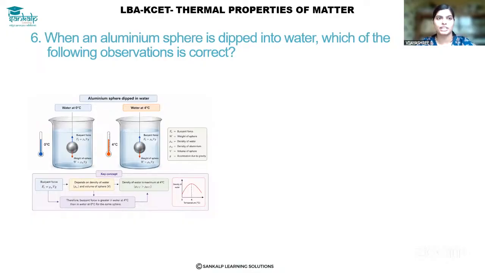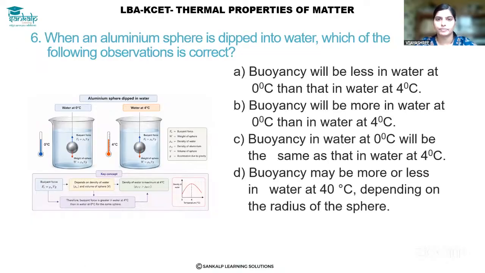Let us see question number 6. When an aluminum sphere is dipped into water, which of the following observations is correct? Option A, buoyancy will be less in water at 0 degree Celsius than that in water at 4 degree Celsius. Option B, buoyancy will be more in water at 0 degree Celsius than in water at 4 degree Celsius. Option C, buoyancy in water at 0 degree Celsius will be the same as that in water at 4 degree Celsius. Option D, buoyancy may be more or less in the water at 40 degree Celsius depending on the radius of the sphere.